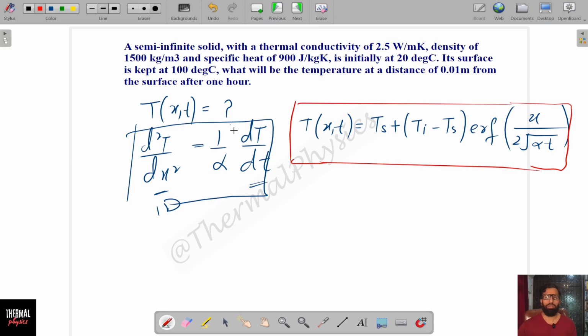Now we will solve a problem for this model, and we'll calculate the temperature at a particular location at a particular time using this equation.